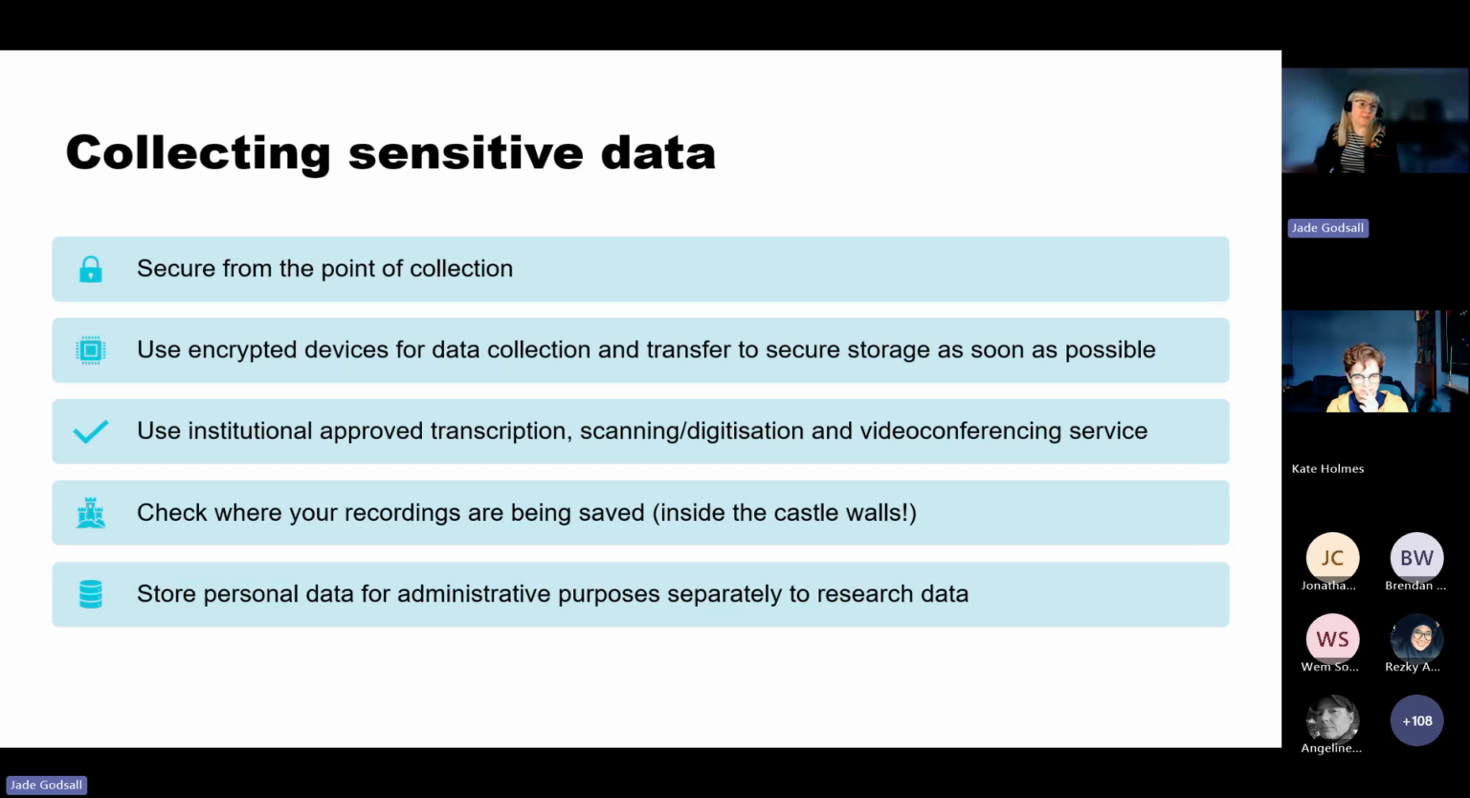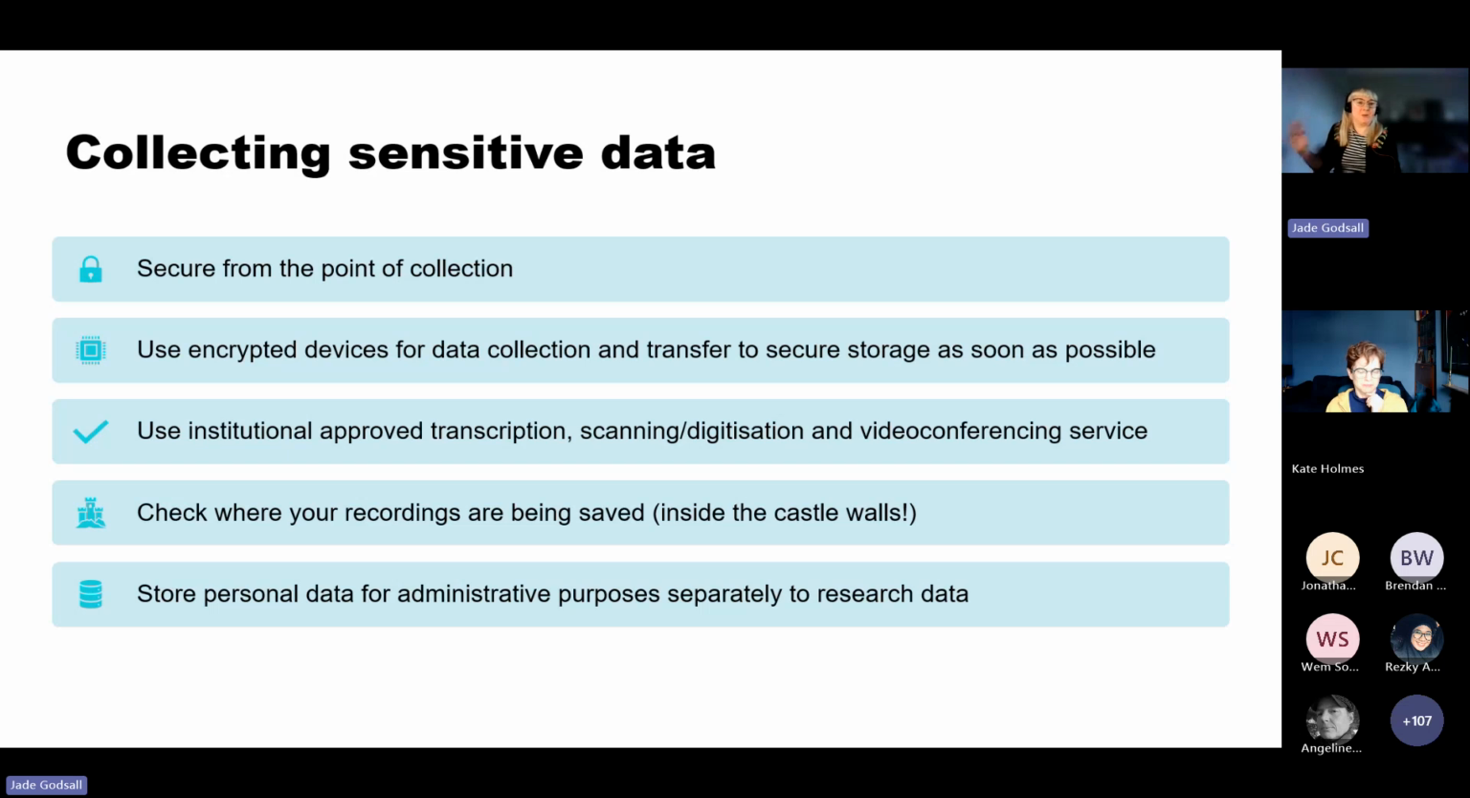So that's using encrypted devices for data collection and then transferring to secure storage as soon as possible. And also, as I mentioned earlier, about using encryption tools as well, so things like 7-zip. You want to be using institutionally approved transcription, scanning, digitization, and video conferencing services. You can usually find information about that again either on the Secretary's Office web pages or on IT services offices web pages as well. Also, check where your recordings are being saved.